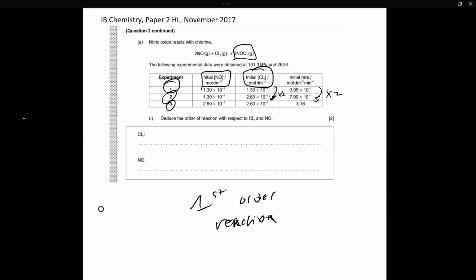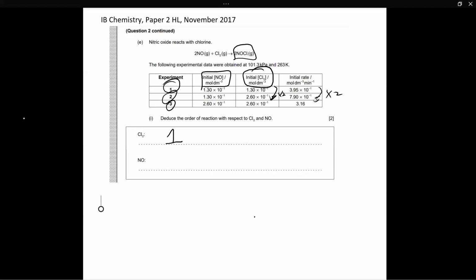You can think of it as a 1-to-1 ratio. So whatever you do to the chlorine gas concentration, the exact same thing will happen to the initial rate, provided that the concentration of nitric oxide is kept constant. Make sense? So the order of reaction with respect to chlorine is 1. It's a first order reaction. Now, what about nitric oxide? What is the order of reaction for this?